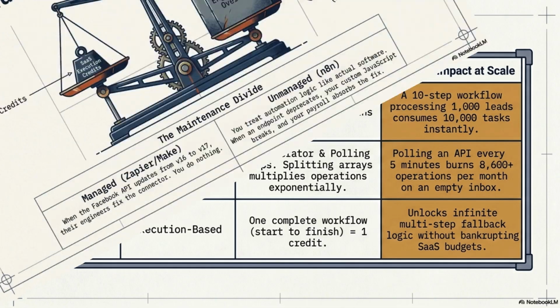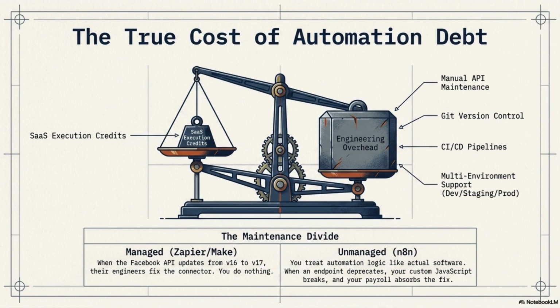Zapier silently maintains its 8,000-plus API integrations in the background. Right. So when Facebook updates their lead ads API from version 16 to 17, Zapier's engineers update the connector. You do absolutely nothing. Your workflow just continues to function. That is immense value. Definitely. Make requires a bit more manual intervention with their module migrator, but it's still largely managed for you.